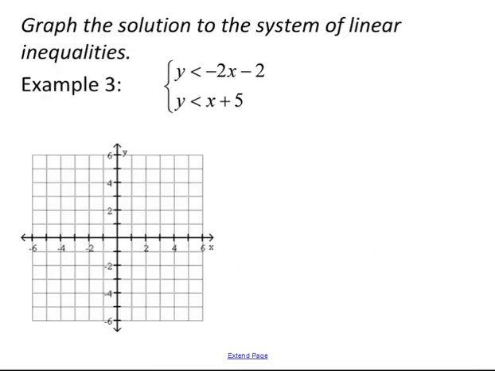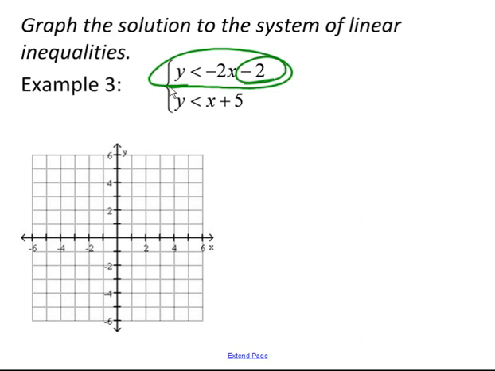All right, we have example 3. Y is less than negative 2x minus 2, and y is less than x plus 5. We want to graph the system, so I have to graph both inequalities on the same set of axes. They're both in slope-intercept form, which is nice. Graphing in slope-intercept form is much easier than graphing in standard form.